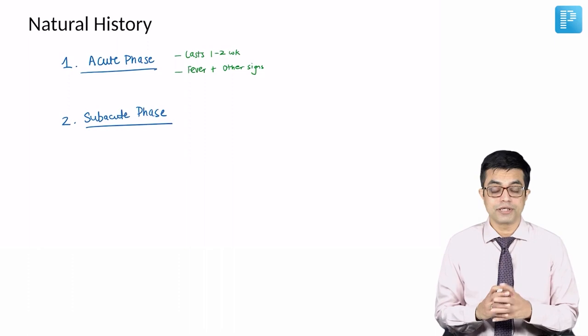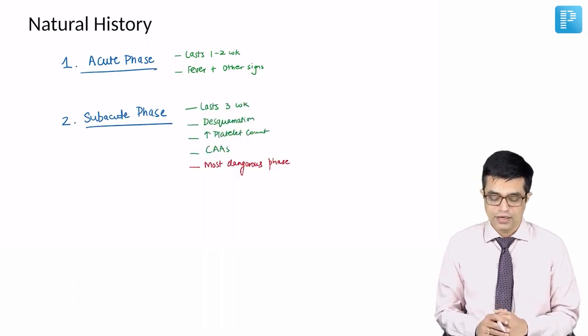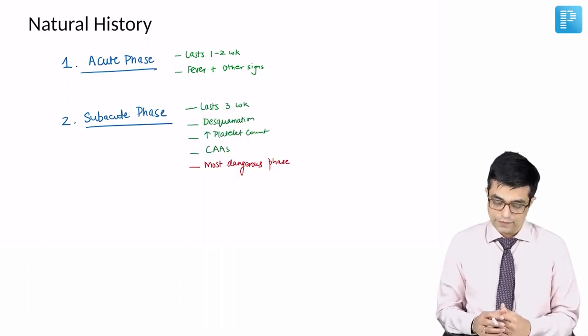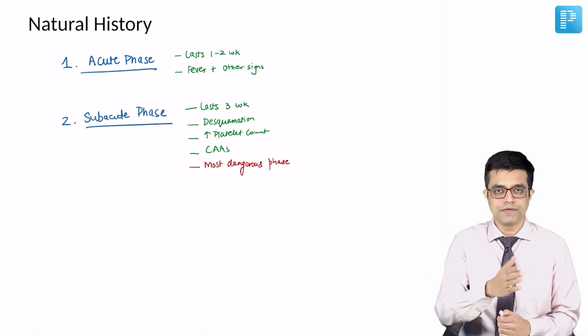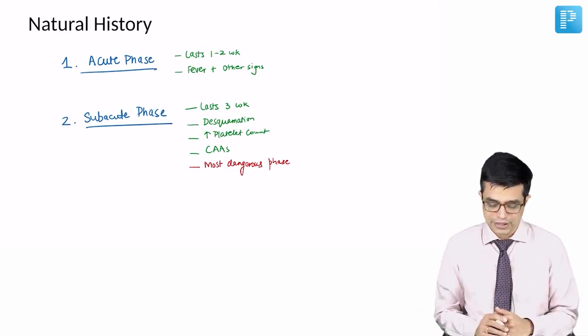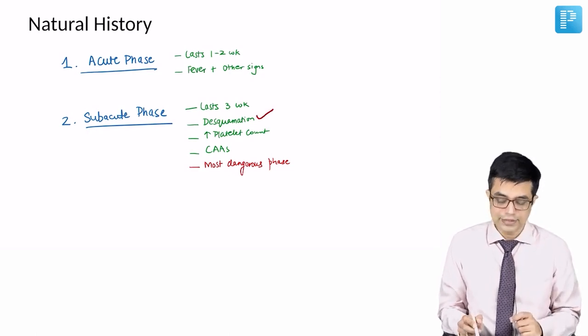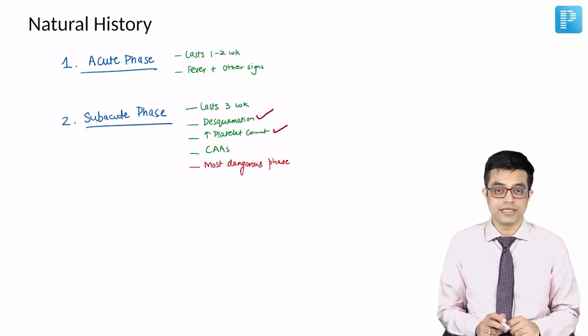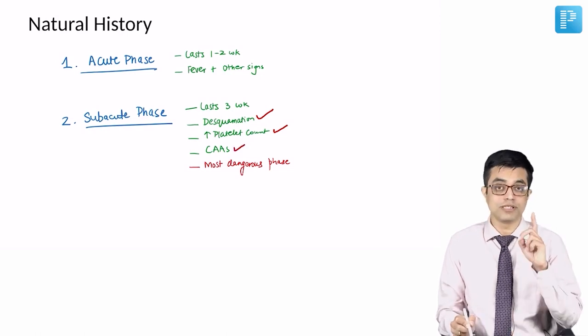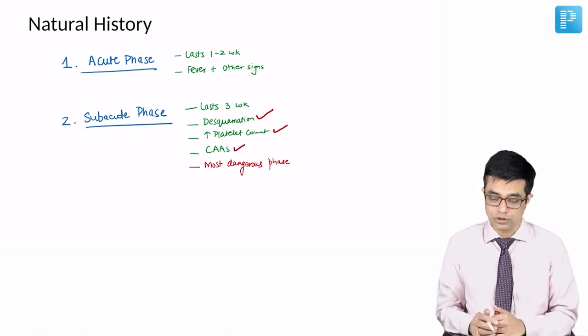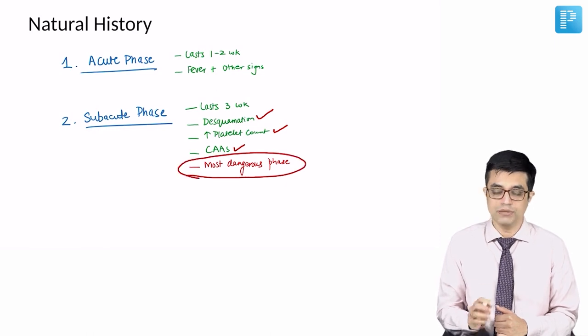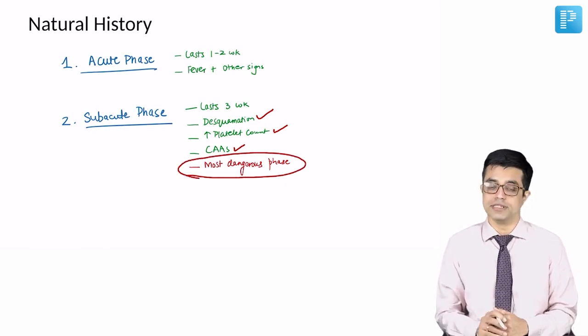Subacute phase begins after the acute phase is over. It lasts around 3 weeks. So starting from the ending of the acute phase to another 3 weeks is the subacute phase. This is the phase during which desquamation happens. This is the phase during which platelet counts tend to rise. This is the phase during which aneurysms, the coronary artery aneurysms, tend to develop. And so this is considered to be the most dangerous phase of the disease.